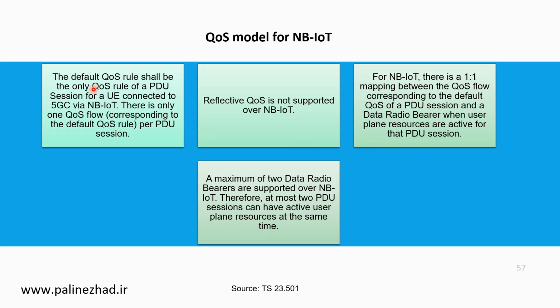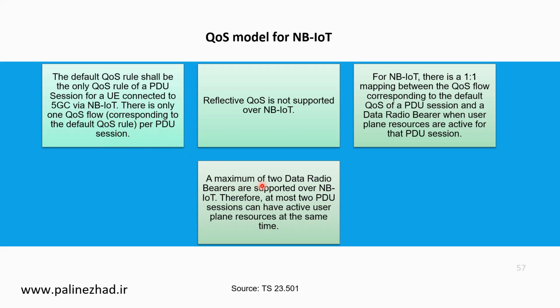The next one is the default QoS rule shall be the only QoS rule of a PDU session for a UE connected to 5G core via NB-IoT. So for NB-IoT, we just have the default QoS rule. There is only one QoS flow corresponding to the default QoS rule per PDU session. So we have just one QoS flow per PDU session. We cannot have two flows in one PDU session.